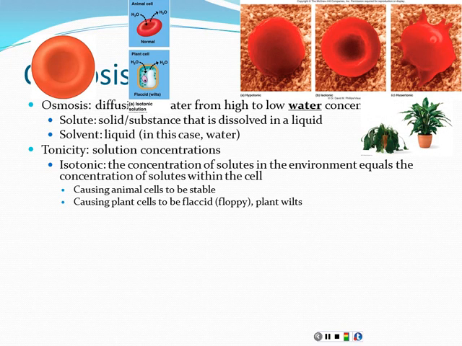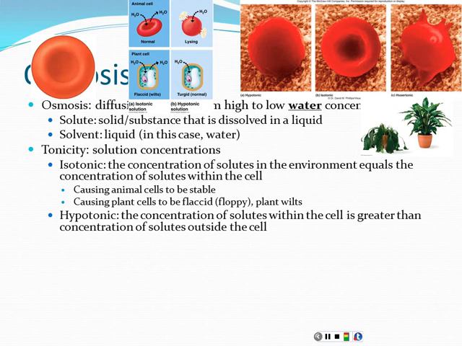And for plant cells, if they're in an isotonic situation, it will actually cause them to wilt and be a little floppy. The reason behind it is because it actually needs to be in a hypotonic solution so that it ends up becoming a lot more turgid. It expands a little bit more, and that's what causes it to lift up.